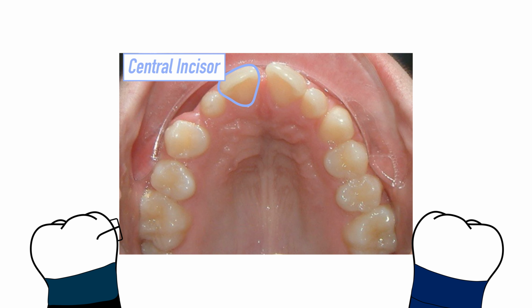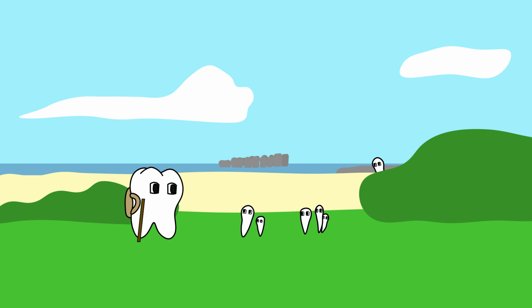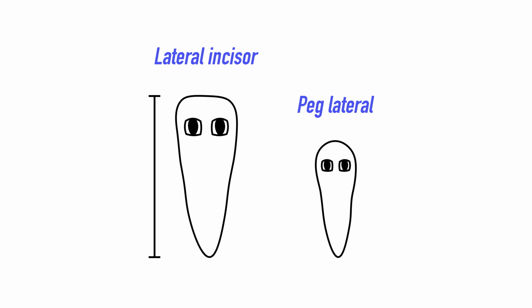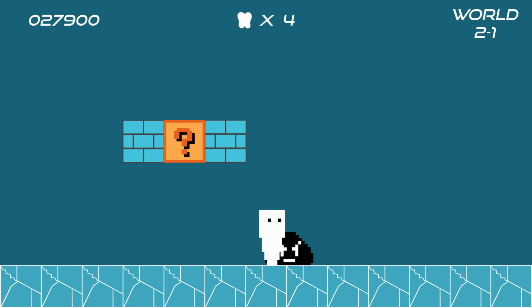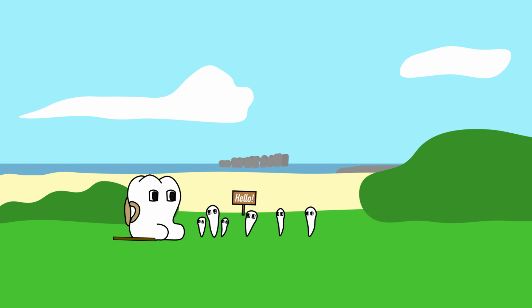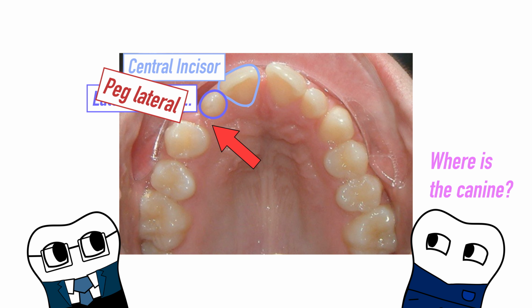One more example. Central, central, we've got a very small lateral there. That's a peg lateral, and that is a not too uncommon variation. Some wacky things happen at the maxillary lateral incisors, and having malformed or peg lateral incisors does happen. But now we go distal to that peg lateral, and where's the canine?